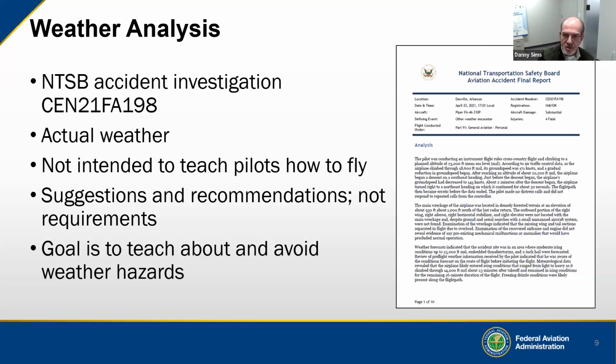weather hazards. So, an actual NTSB accident investigation. I participated in this investigation with the NTSB, and it was quite eye-opening, and we have a very good working relationship with the NTSB on these. And so this is where this information came from.